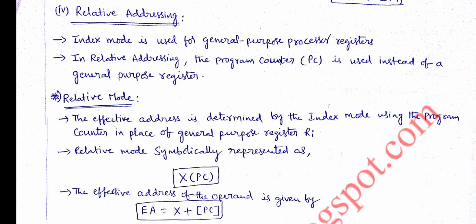Index mode is used for a general purpose register. In relative addressing, the program counter is used instead of a general purpose register, right? In index mode we have to use general purpose registers, but in relative addressing mode, instead of using a general purpose register, we have to use a program counter, that is called a PC, program counter.